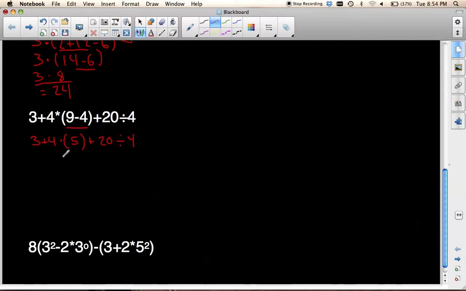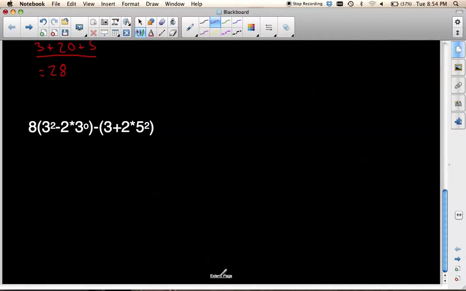So now we go with our next step of PEMDAS, which in our case is multiplication and division. So we can go 3 plus 4 times 5 is 20 plus 20 divided by 4 is 5. And now we just have our addition, so we could just add these all up. 3 plus 20 is 23, plus 5 is 28. So now we managed to solve this problem, always going in our order of operations and always going from left to right in order.